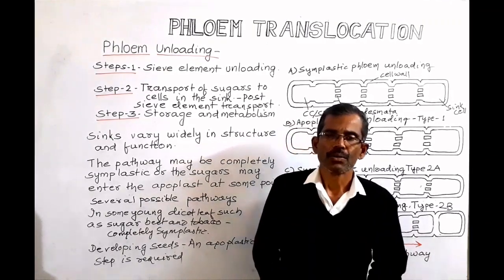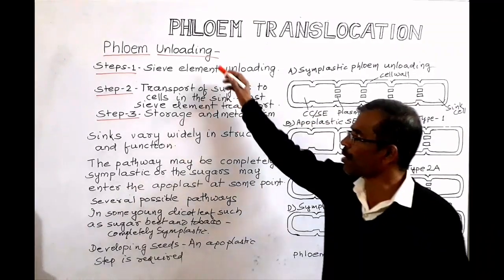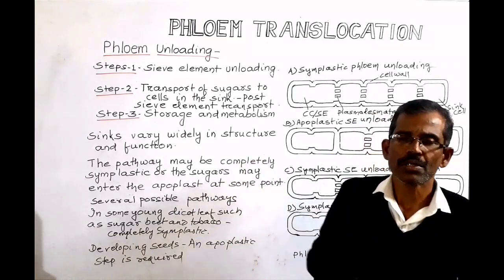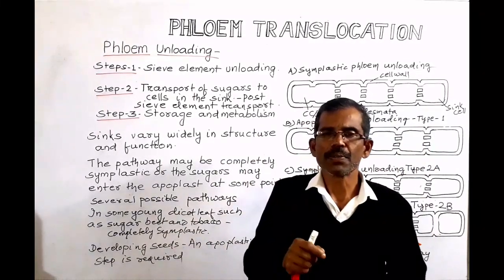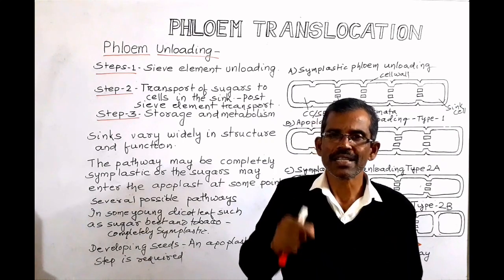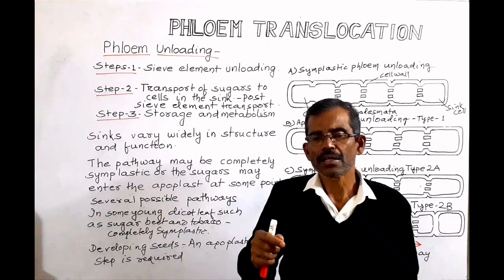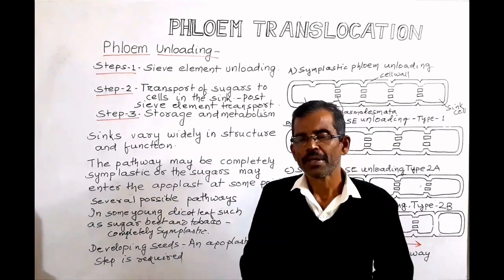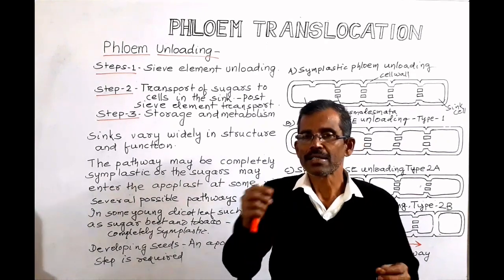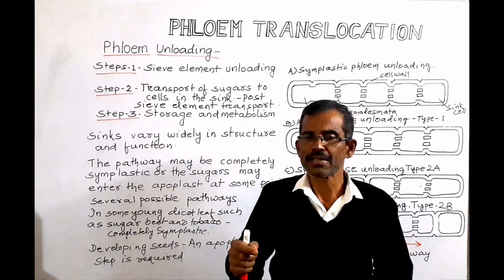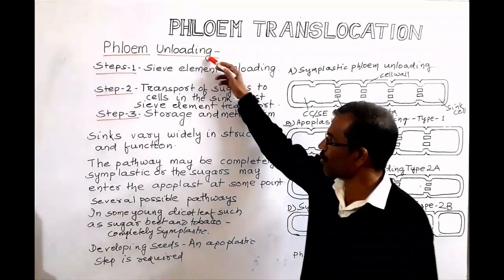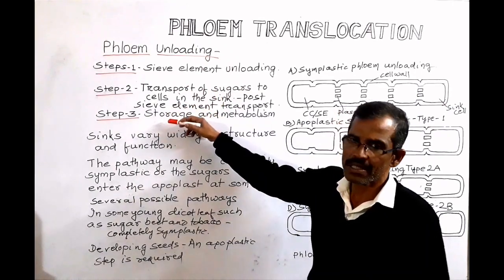Friends, today we shall discuss phloem unloading. Phloem unloading is a process by which sugars leave the sieve-tube element of sink tissue and enter into the sink cells where they are stored or metabolized. The events during phloem unloading in the sink tissue are simply the reverse of events that take place in the source. The process of phloem unloading involves three steps.